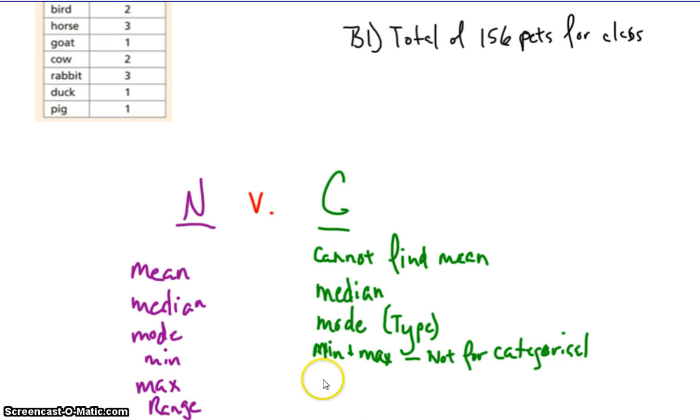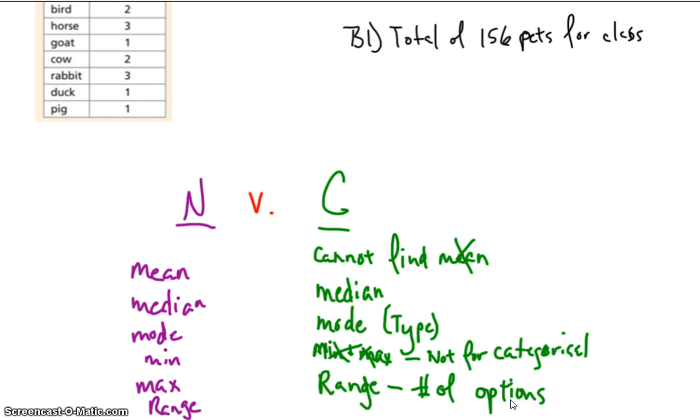All right, now for range. Range is going to be the number of options. It's not going to be the subtraction of the minimum and maximum. We can't find the mean. We can't find the minimum and the maximum. So what we can do for the range is find the number of options. When I ask the question, how many people are born in a month, that's going to give me a number. If I ask what month were you born in, you have one of 12 options because there are 12 months of the year.